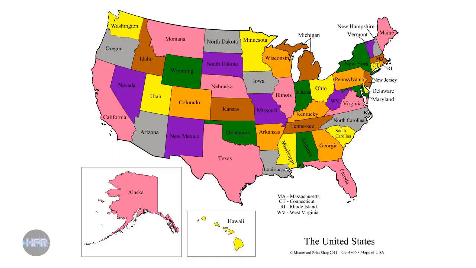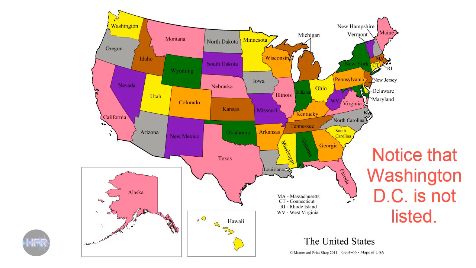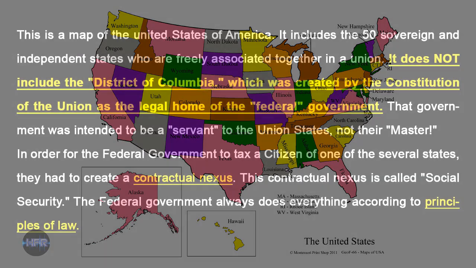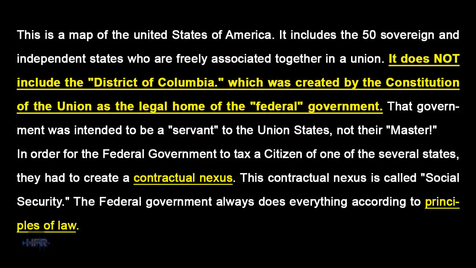the Buck Act, and the United States of America. This is a map of the United States of America. It includes the 50 sovereign and independent states who are freely associated together in a union. It does not include the District of Columbia, which was created by the Constitution of the Union as the legal home of the federal government. That government was intended to be a servant to the Union states, not their master.